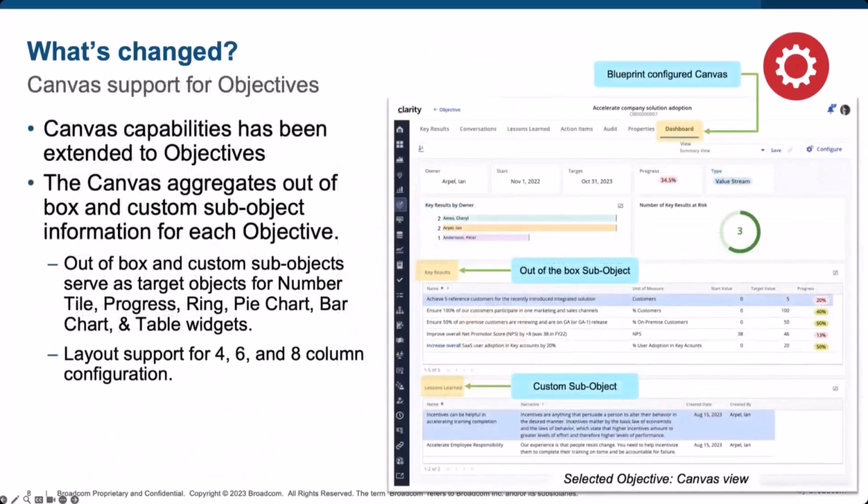Drilling down into the objective workspace, Canvas capability has been extended to objectives. The canvas aggregates out-of-the-box and custom sub-object information for each objective. Out-of-the-box and custom sub-objects serve as target objects for number tile, progress ring, pie chart, bar chart, and table widgets available on the canvas. In addition, the objective canvas also supports layouts for 4, 6, and 8 column configuration, and saved views can be used to tailor the information based upon the audience.